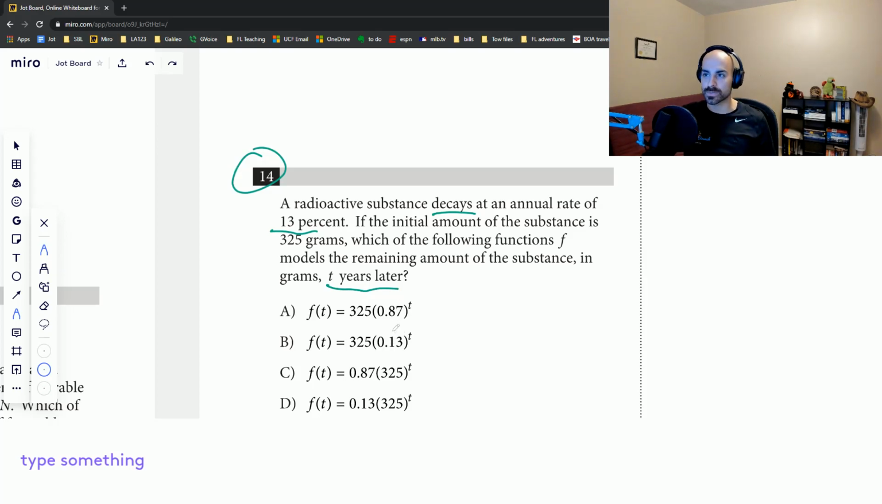All these other ones mean that this one is dropping you down to 13%, which means that you're losing 87%. That doesn't make sense. This would actually increase your amount every year. You can plug in a value or two to see that 0.87 times 325 squared is an astronomical number. I wouldn't recommend you actually work out the calculation. Just recognize it if you were to think about plugging in for that. Same thing for D. So that wouldn't make sense.